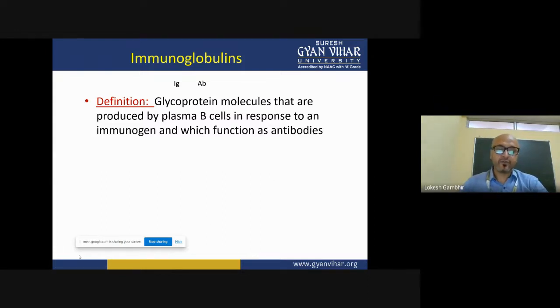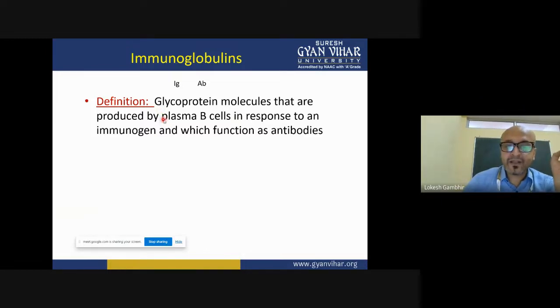So by definition, the definition clearly says that these are glycoprotein molecules that are produced by plasma B cells. So immunoglobulins are produced by a single cell type inside our body, and those cells are B cells. Among the B cells, there is a type called plasma B cells. These plasma B cells are the active manufacturing unit of immunoglobulins or antibodies. So if a question comes, which cell type is producing the antibody? It's very clear. There should be no confusion. It's the plasma B cells. It's the plasma B cells.